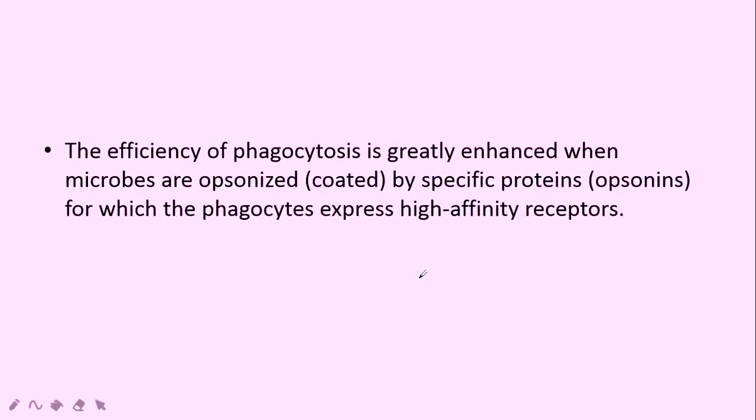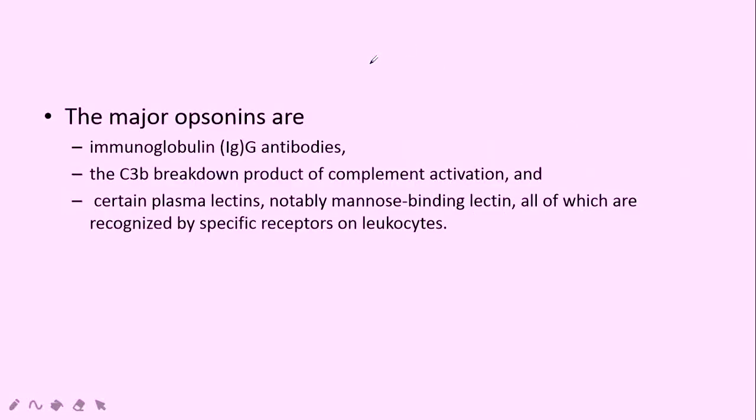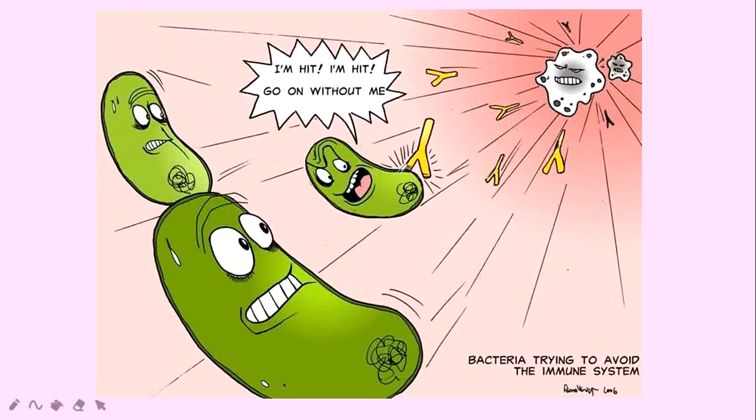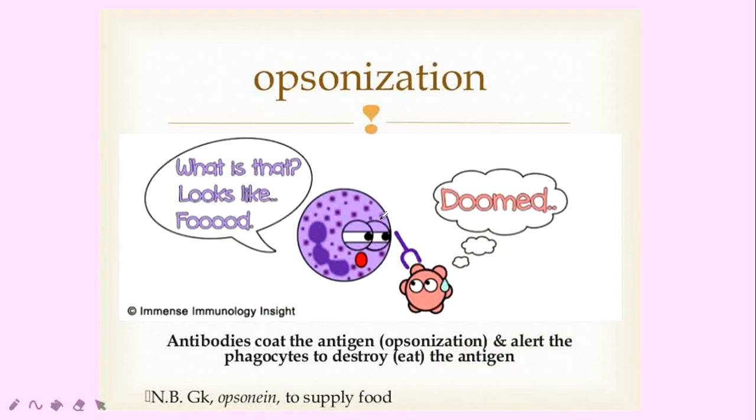The process of phagocytosis is enhanced when the microbes are opsonized, or coated by specific proteins known as opsonins. The major opsonins are IgG antibodies, complement breakdown products C3b, and certain plasma lectins, notably mannose binding lectin. This is basically sugar coating the microbes so that they are presented more efficiently to the phagocytes. Antibodies coat the antigen, that is, they opsonize and alert the phagocyte to destroy the antigen.